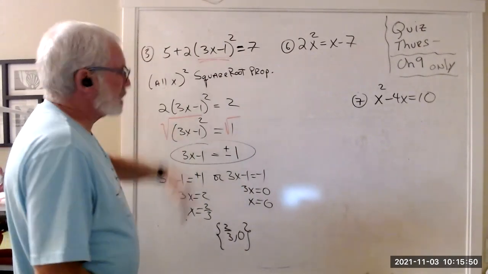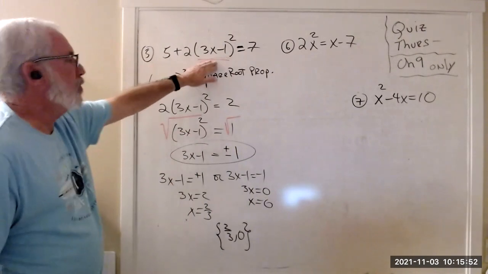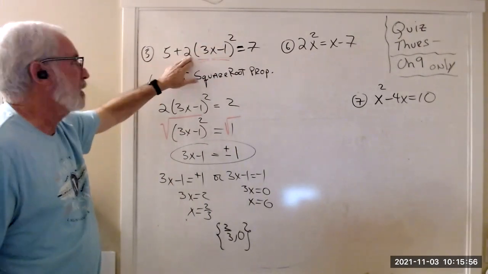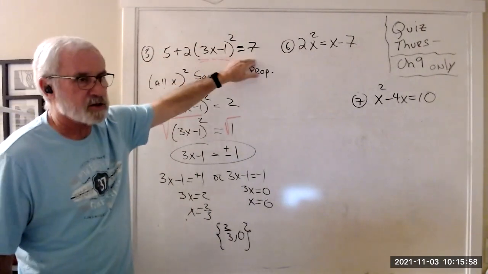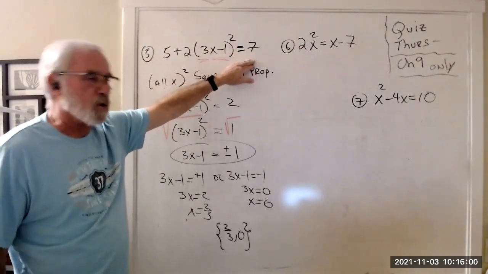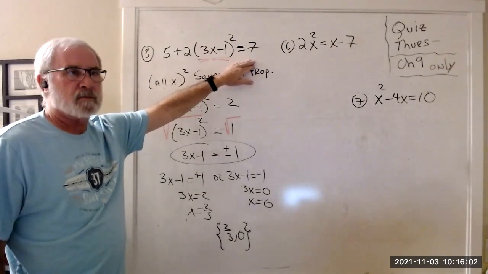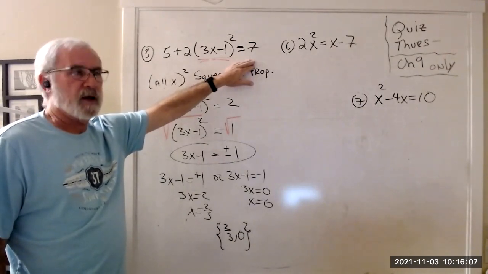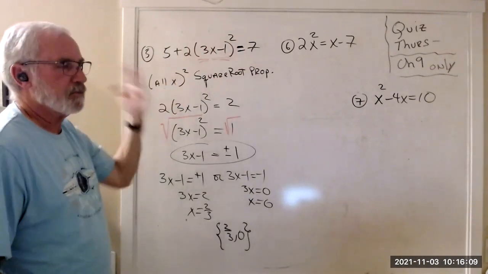All right, so that's one way. Now, could you have gone to your scratch paper and squared this out and multiplied by 2 and added 5 and subtracted 7 and then used the quad formula? Yeah, you could have. But this is faster.